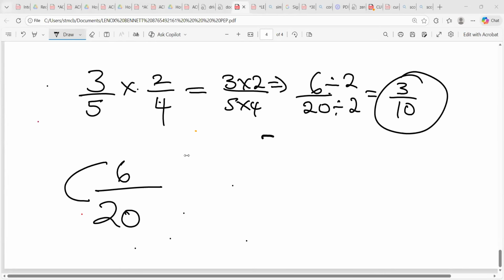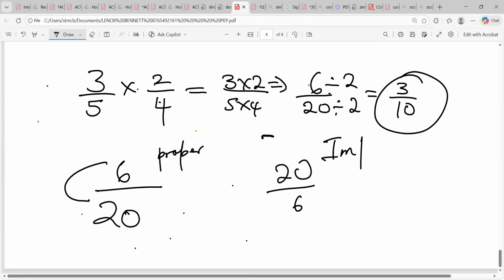Proper fraction, sir. A proper, part to whole fraction. All right. Look at this now. That's an improper fraction. This is an improper fraction, sir. We have to know the difference, right? For this one, we can only reduce. So when it's a proper fraction, you reduce.